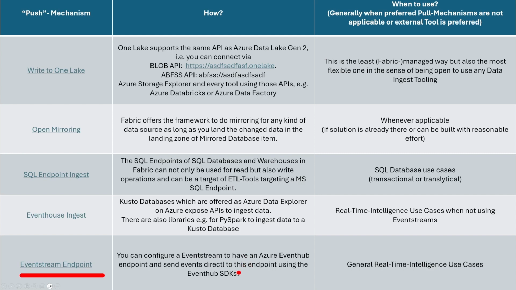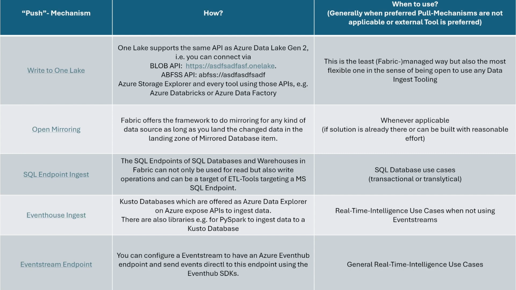And basically land data that way. So that can be a very generic approach for your real-time intelligent use cases to bring your data for these scenarios into the platform. So these were the most commonly used mechanisms to bring data to Fabric, or the mechanisms you can use directly in Fabric to bring data into the platform.